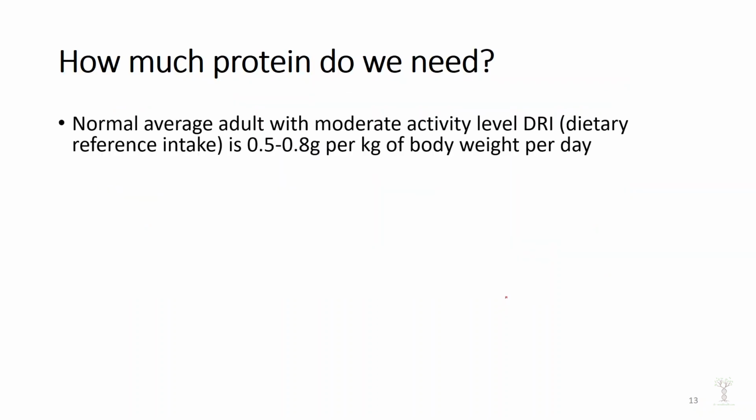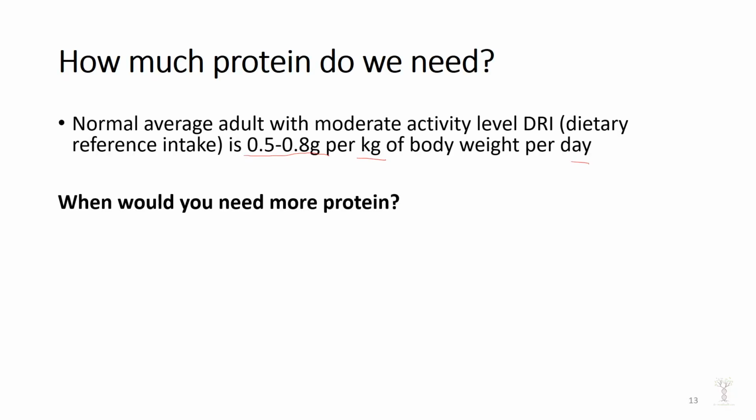So how much protein do we need? The average adult that has moderate activity levels would need somewhere between 0.5 and 0.8 grams of protein per kilogram of body weight per day. Take your body weight, convert it into kilograms, and then multiply that by 0.5 and by 0.8, and you can see a range of the lower end of the amount of protein that you should consume per day. If you consume that amount, then you know that you're going to have enough amino acids to be able to build all of those proteins in your own body. But sometimes we need more.